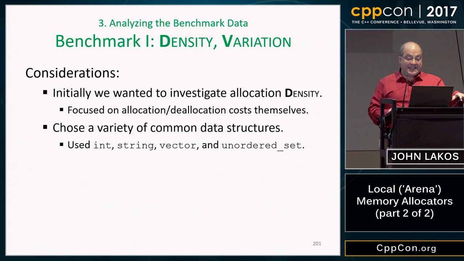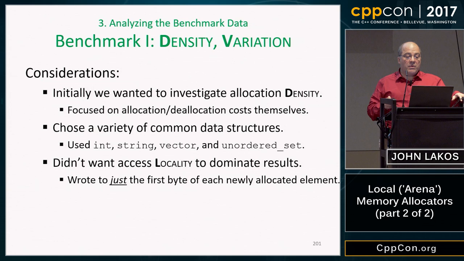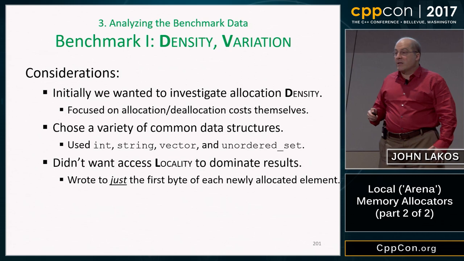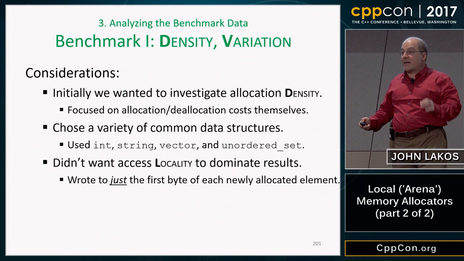We didn't want access locality to dominate the results, which means we wrote just the first byte. Remember that locality is an extremely powerful benefit of allocators, and we could lose all the individual benefits by focusing on locality. So except for the locality experiment, which is the most involved, everything else tries to minimize it.